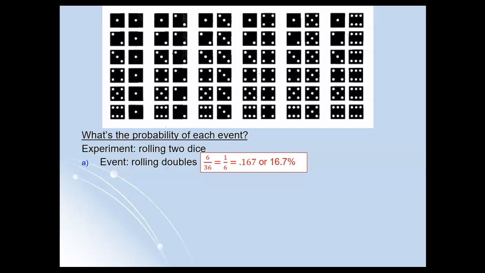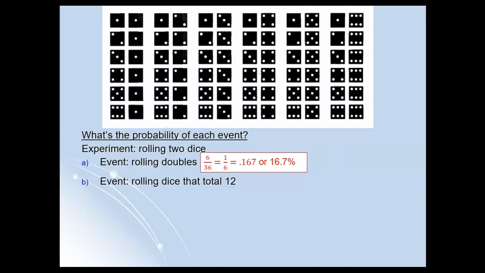So the probability that you would roll doubles when you roll a pair of dice would be 6 over 36. Now, as a fraction, that's not in lowest terms, so if you reduce it to lowest terms, it would be 1/6. As a decimal, it would be 0.167, or as a percent, it would be 16.7%. So your chances of rolling doubles are 1/6, or 0.167, or 16.7%.